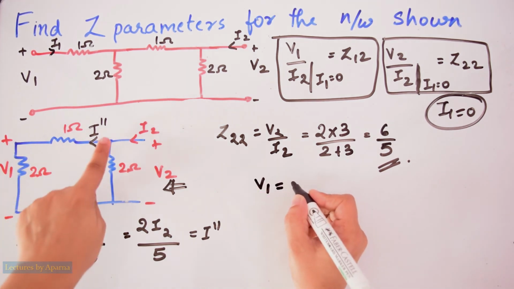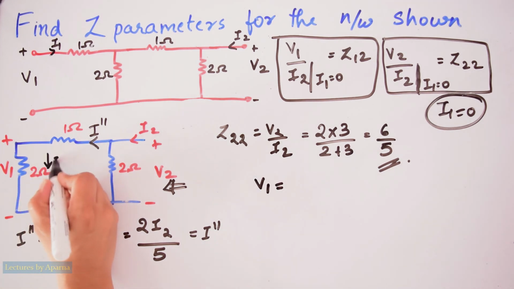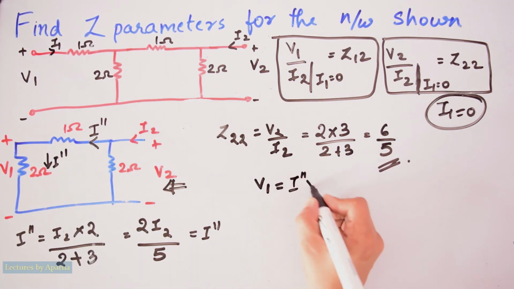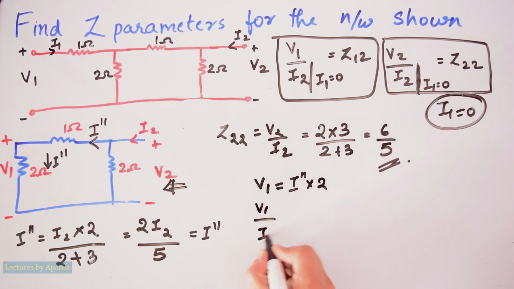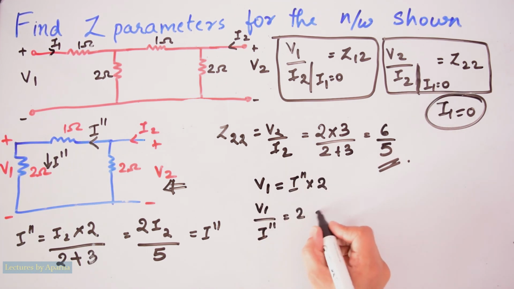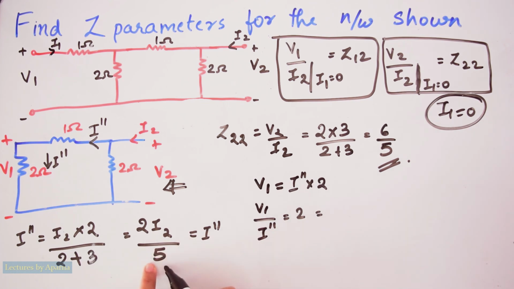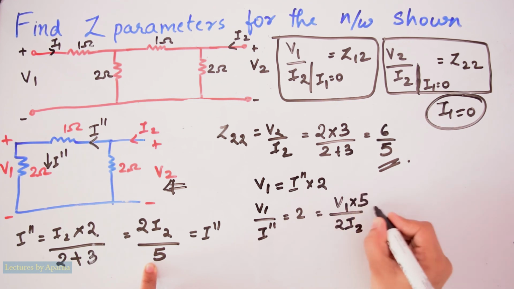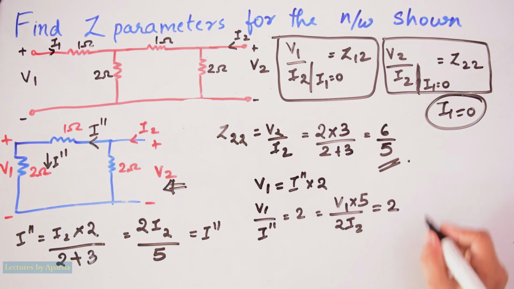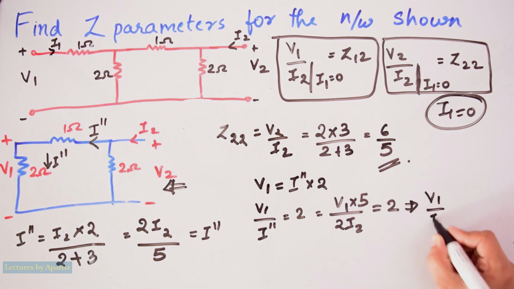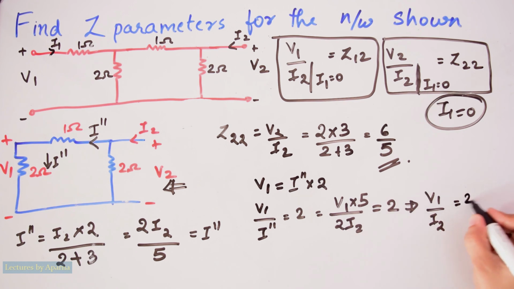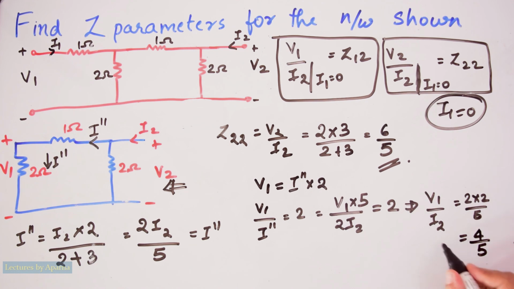Now V1 is equal to, the current passing through this is I double dash, so I double dash into 2 ohm. So V1 by I double dash is equal to 2 ohm, or if you put 2I2 by 5 in place of I double dash, that will be V1 by 2I2 into 5 is equal to 2. Simplifying this, you will get V1 by I2 is equal to 2 into 2 by 5, that is 4 by 5. This is the value of Z12. So you got Z22 and Z12 also.